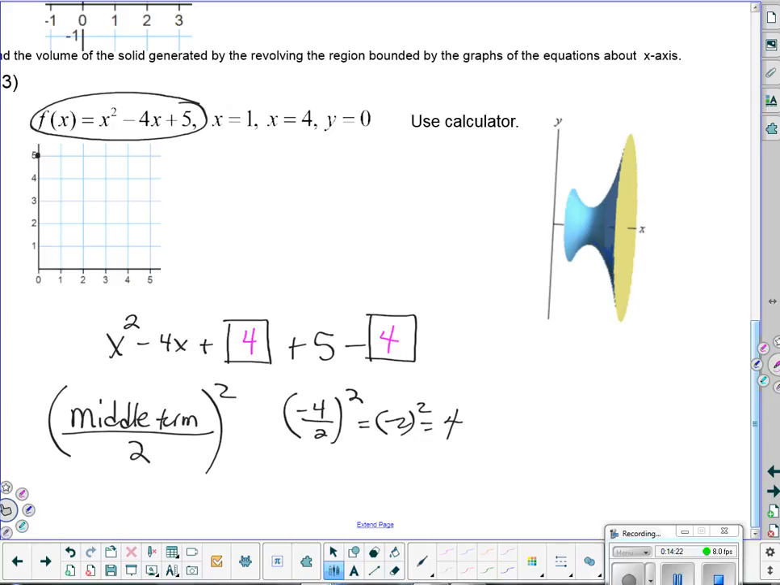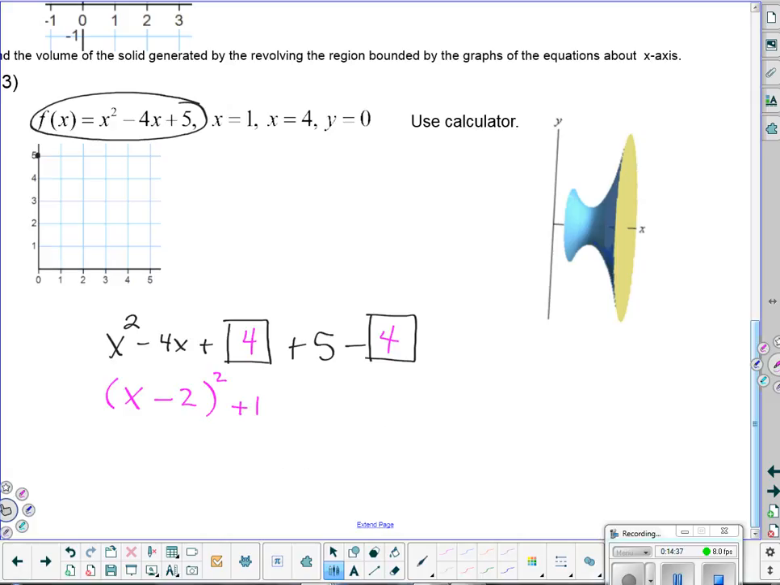Now, what did that do for us? Well, it creates x minus 2 quantity squared plus 1. They're talking about 3 being a magic number. Because what we generate here is a perfect square binomial, isn't it?